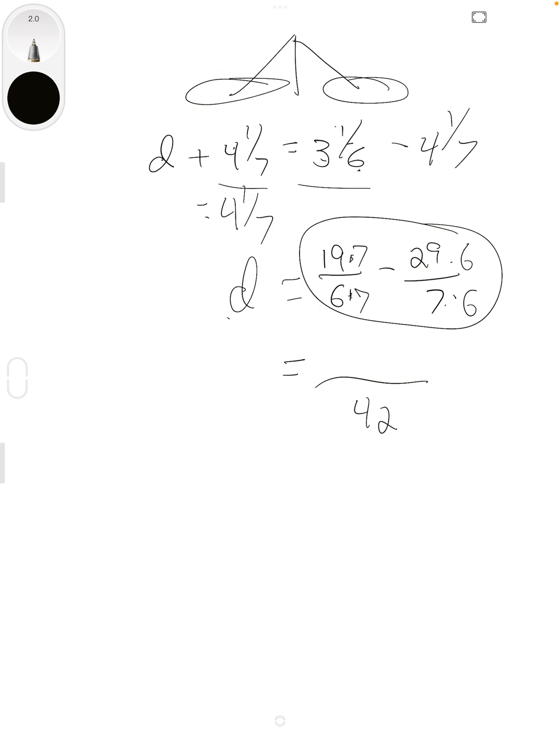20 times 7 is 140, so 19 times 7 would be 133. 29 times 6, I'm not going to do that one in my head. 29 times 6 is going to equal 174. And then 133 minus 174 is going to be negative 41 over 42. And so that's what d is.